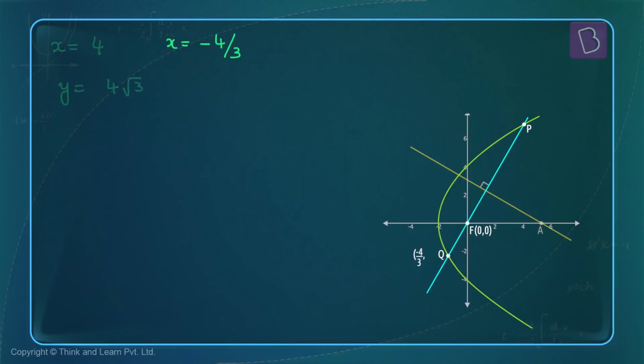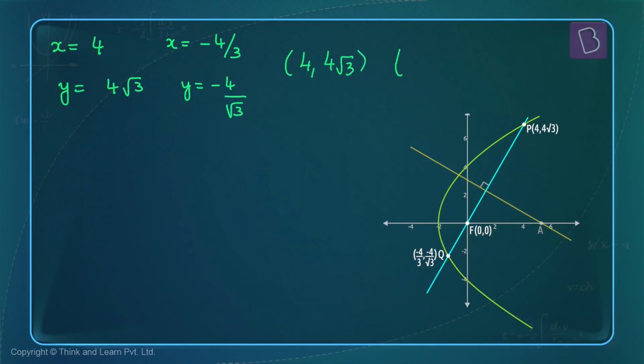So if x is negative 4 over 3, then y would be negative 4 over 3 multiplied by root 3, which will turn out to be negative 4 over root 3. So the 2 points are (4, 4 root 3) and (negative 4 by 3, negative 4 by root 3). So these are the 2 points at which that straight line intersects the parabola.